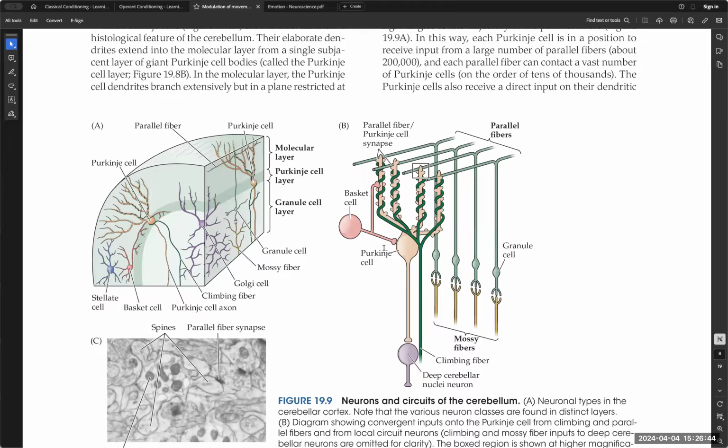And again, granule cells, excitatory or inhibitory, everyone? Any ideas? Granule cells, again, excitatory or inhibitory? Excitatory. Okay? Granule cells are excitatory. Inhibitory are the Purkinje cells. Got it?